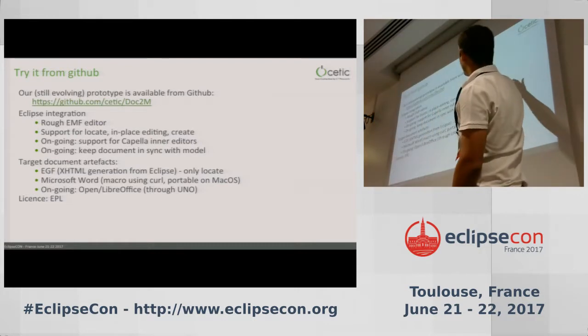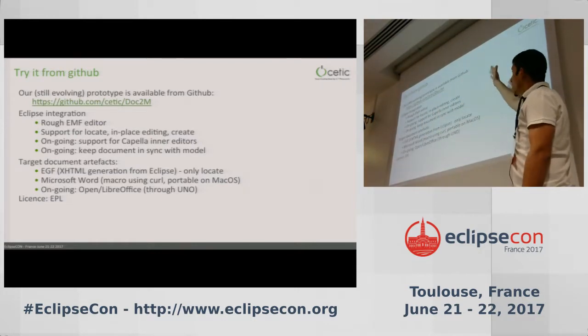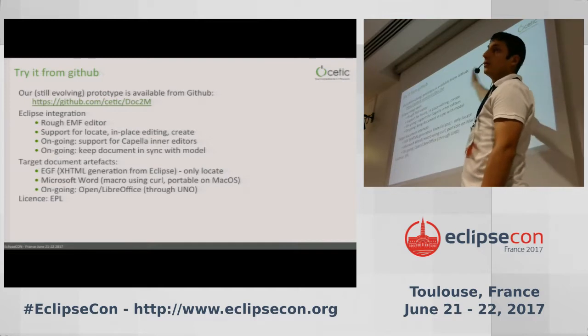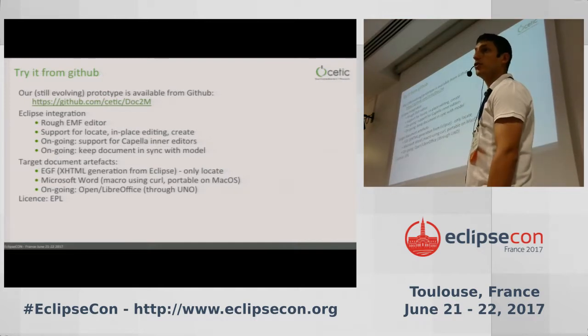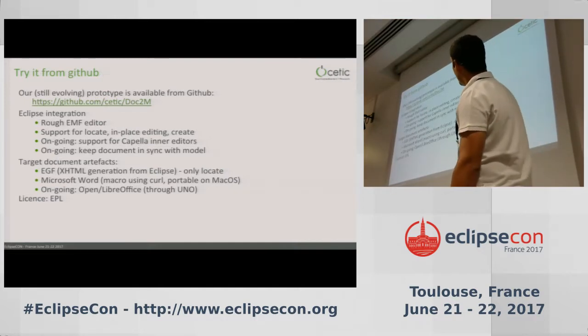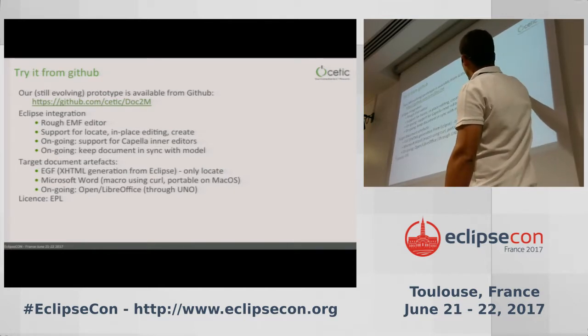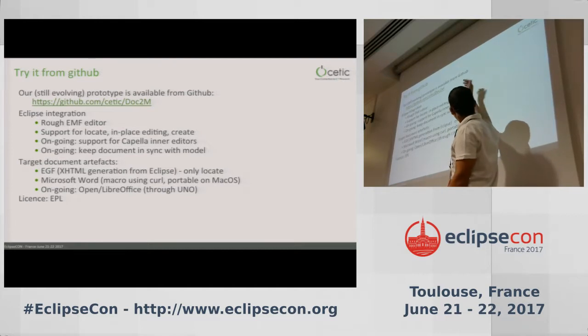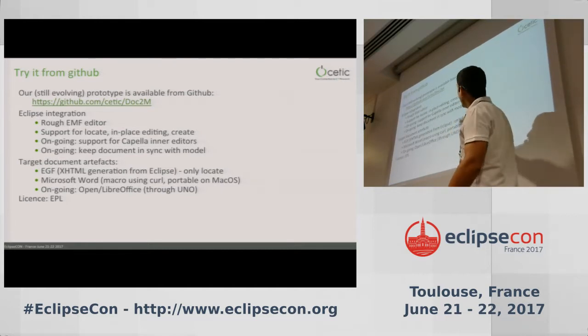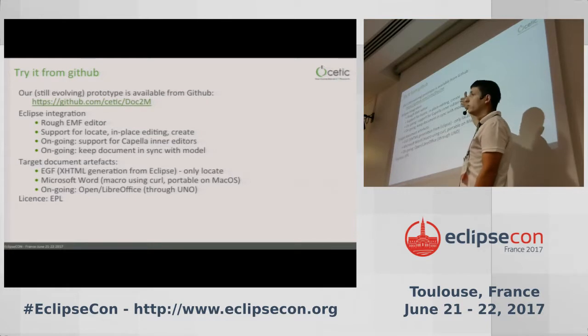You have a first prototype on GitHub. The ID is the commit in Open Commit, and the project is open source. You have some information, support, and ongoing support for Capella, and ongoing work to keep synchronization with the model.